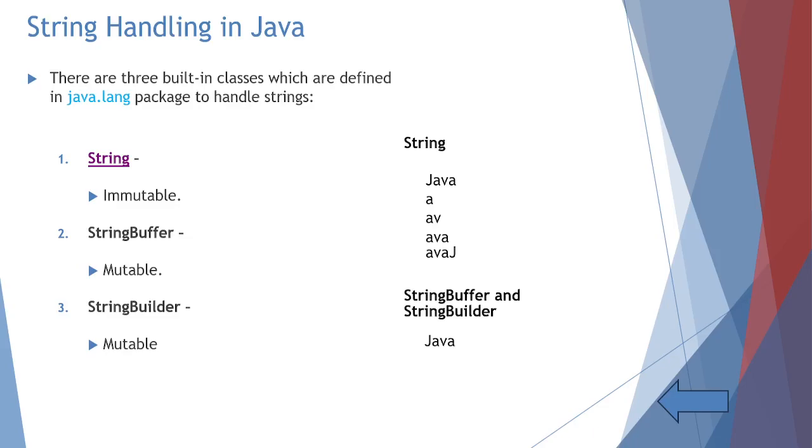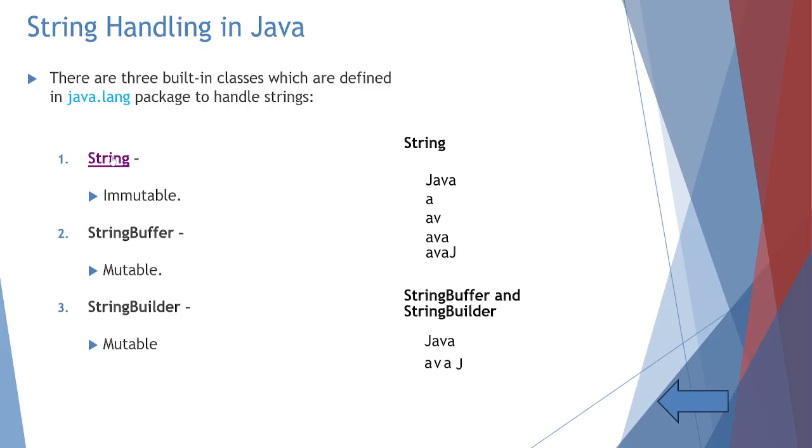Then StringBuffer and StringBuilder. Let's suppose Java is there and we want to reverse it. In that case, they are mutable. So what happens is A, then V, then A and J, only 2 objects because it's mutable.